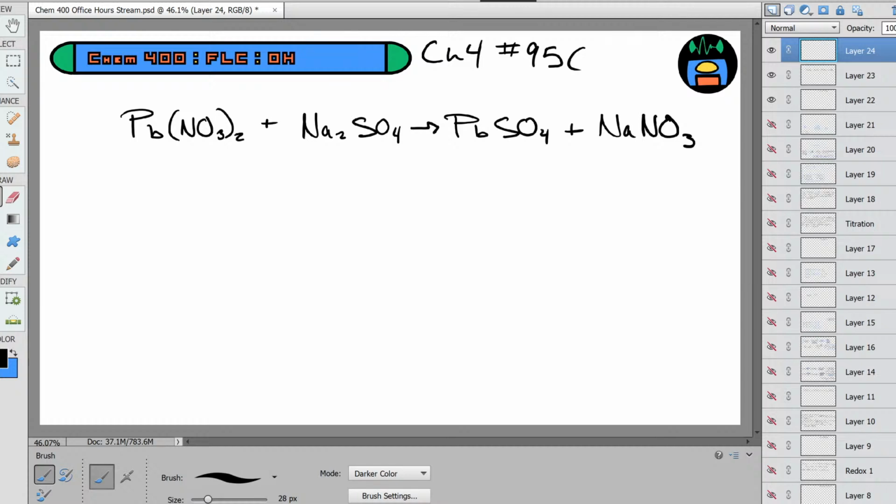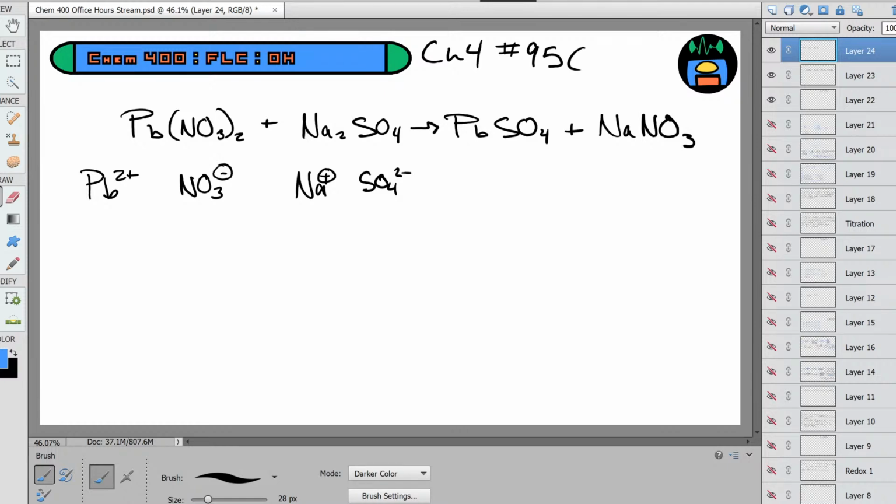Now, one trick that I'm going to use here is when you're dealing with ionic compounds, you can determine the oxidation states of the ion, cation and anion individually. So we can deal with lead 2 and nitrate individually. We can deal with sodium and sulfate individually. And then we can move to the product side.